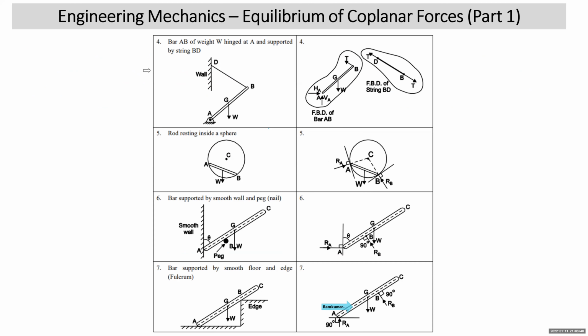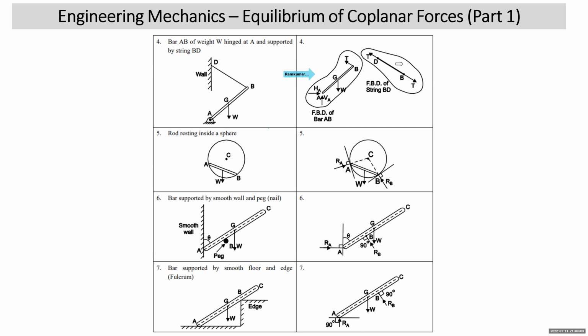Okay. Now we take the fourth example. In this example, I've taken a beam which is hinged at A and supported by a string at B. This string BD is connected to the wall at D. Now we need to draw the free body diagram. First, we should understand that if you say string, we have to draw the FBD of the string, and we have to draw the FBD of the beam.